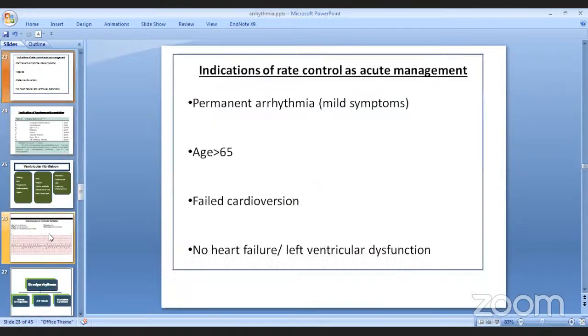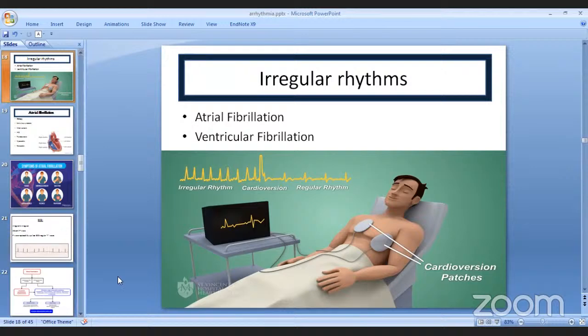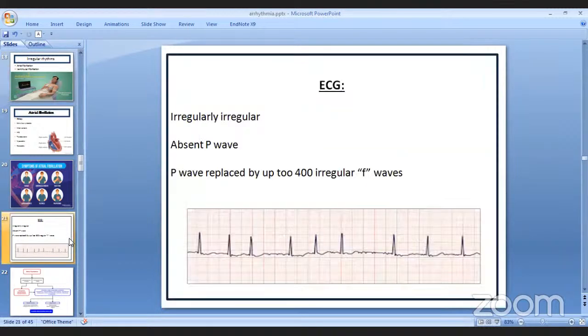But we need to be very careful when you're giving these electrical shocks to the patient. We are not supposed to touch the patient. Right? Everyone is supposed to just stay away from the patient's bed.